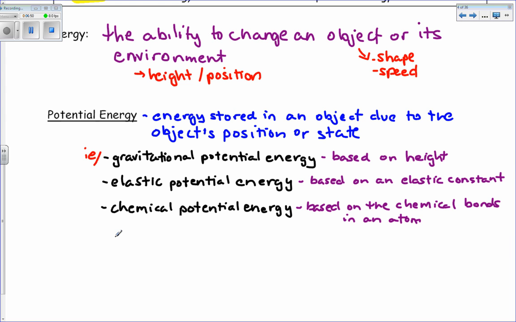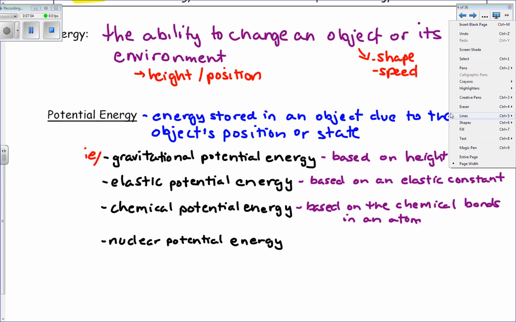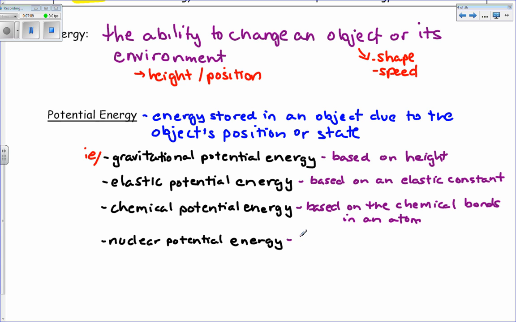Very similar to chemical potential energy is nuclear potential energy. That's the energy that we're harnessing when we fission uranium. That type of potential energy is based on the relationship between protons and neutrons in the nucleus.